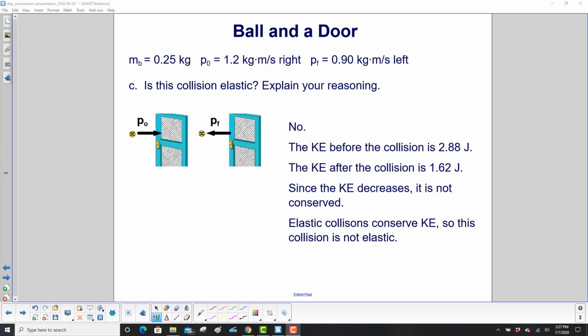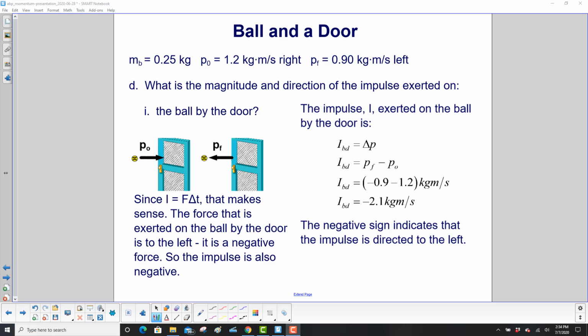The question is now, is the collision elastic? Explain your reasoning. No, I always like quick answers like that. But the kinetic energy before the collision was 2.88 joules, after it was 1.62 joules. Since the kinetic energy decreased, it is not conserved. It would have to be the same before and after for this to be an elastic collision. And that's what we're saying here. Elastic collisions conserve kinetic energy, so this collision is not elastic.